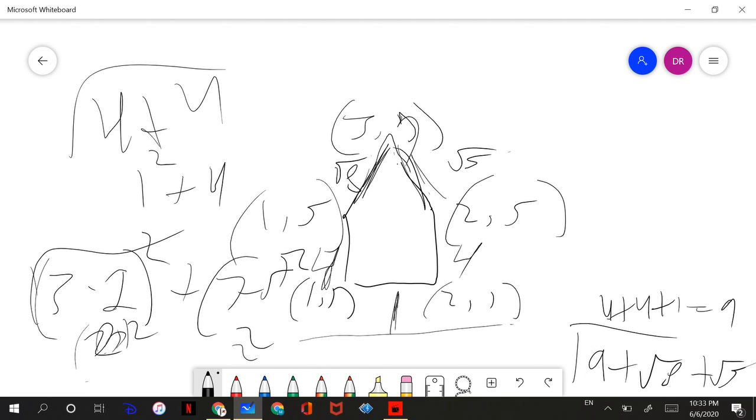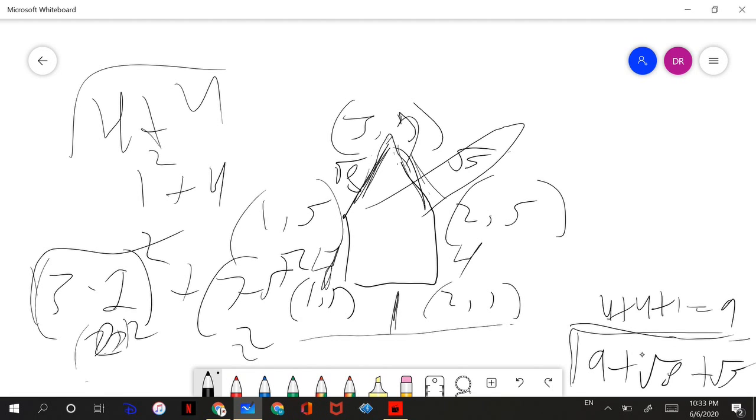Remember that this is not to scale, because no way it would look like this. This point would probably be over there or something like that. Okay, so this would be the answer.